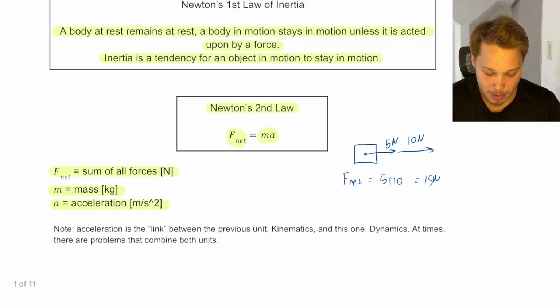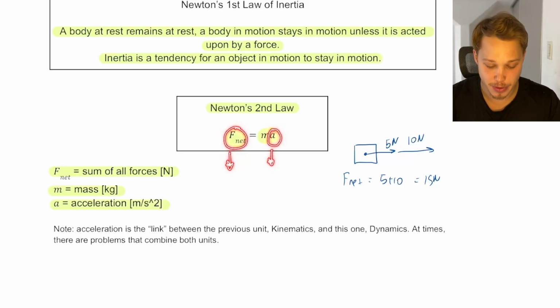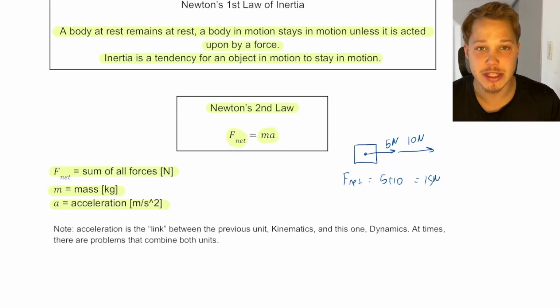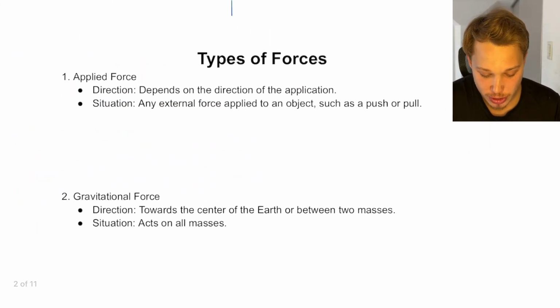The other thing to keep in mind is that this equation is also the link between this unit, which is the unit that has to do with forces called dynamics, and kinematics, a unit that has to do with velocity, acceleration, and time. Now, let's take a look at what types of forces exist, because the most important part of this unit is knowing how to draw a free body diagram, which is a sketch of forces that are applied on the objects.